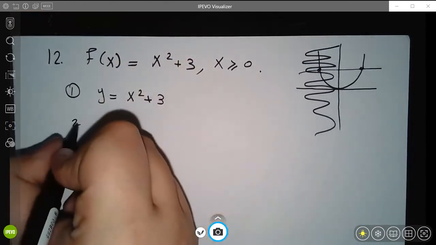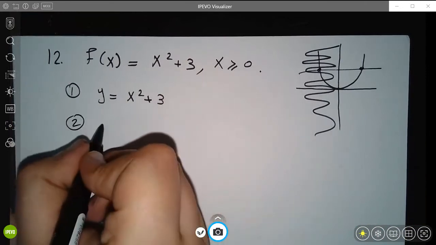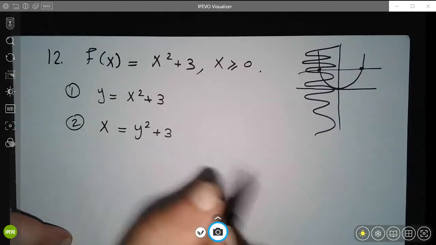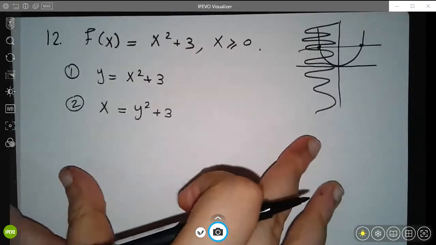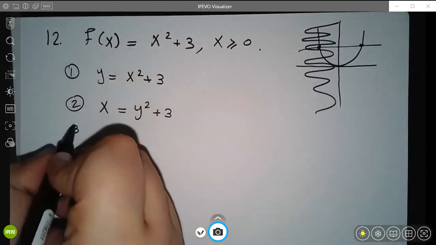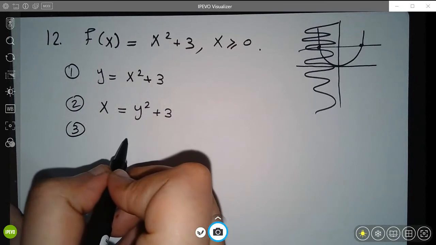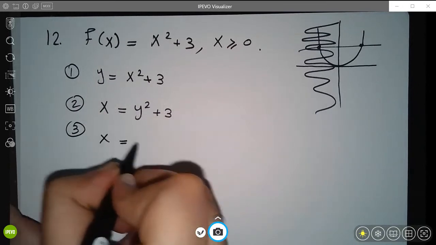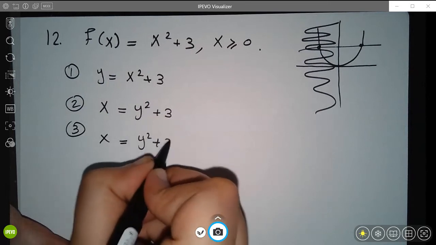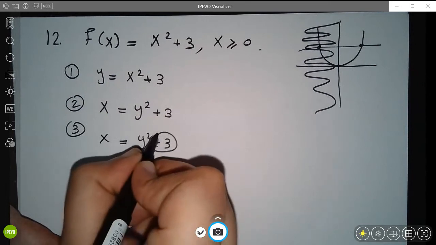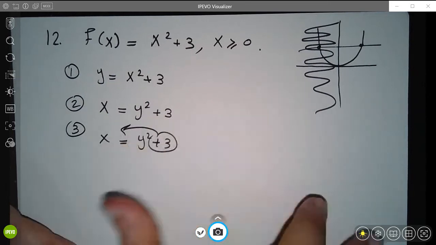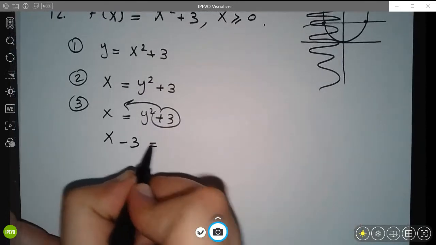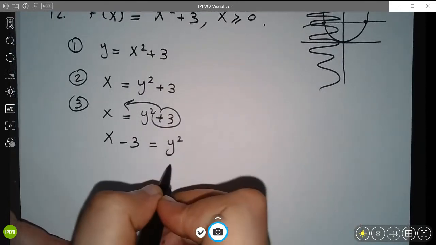Step 2. Switch x and y. So you get x equals y squared plus 3. Step 3. We're going to solve. So here we go. X equals y squared plus 3. I'm going to grab the 3, move it to the side, and it turns negative. We have x minus 3 equals the y squared.